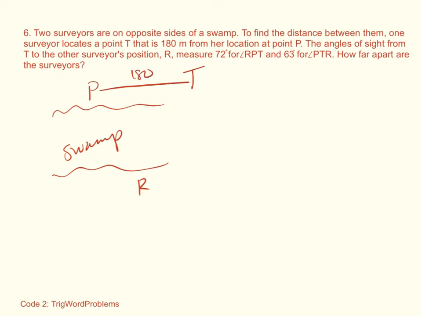And then what they're essentially doing, the surveyor, is they're using trig. So they're going to make a triangle between the 3 points. So we go here and there. Okay, now then it says the angles of sight from T to the other surveyor's position R measure 72 degrees for angle RPT. So RPT tells me the angle at the vertex P is 72, right? Remember from geometry? And then it says 63 degrees for PTR. So the angle at vertex T is 63.